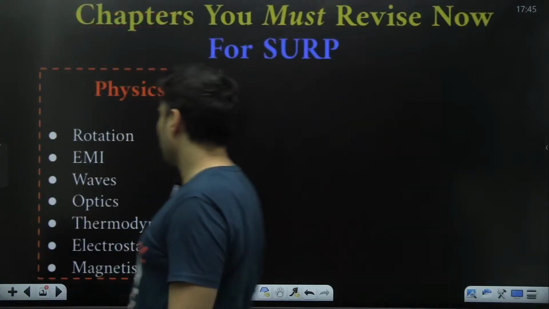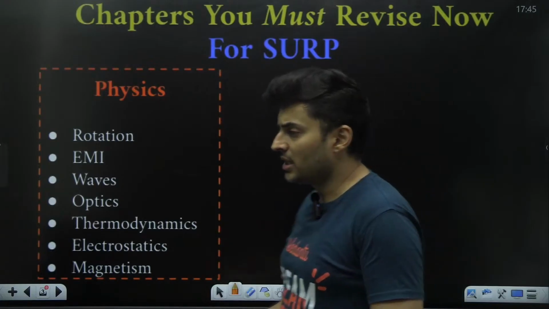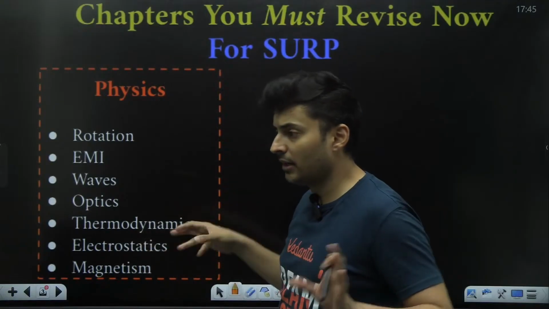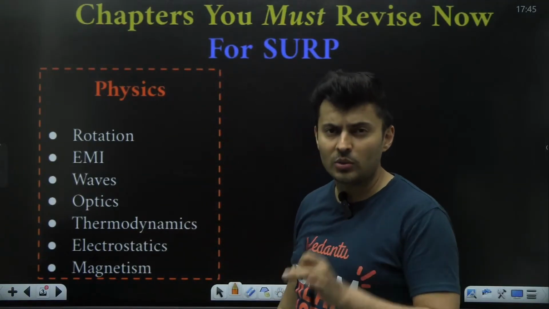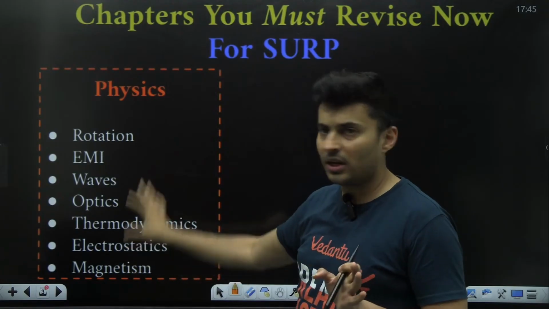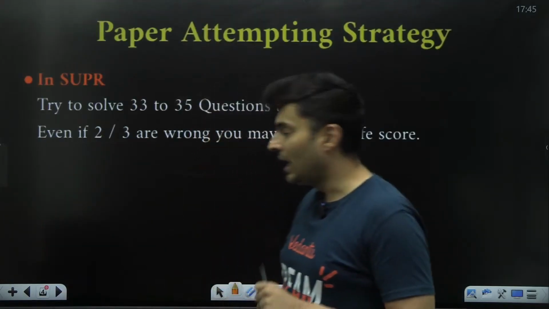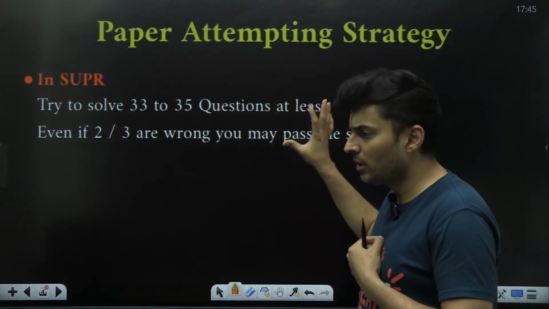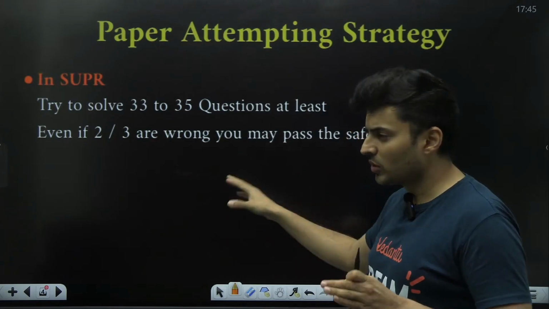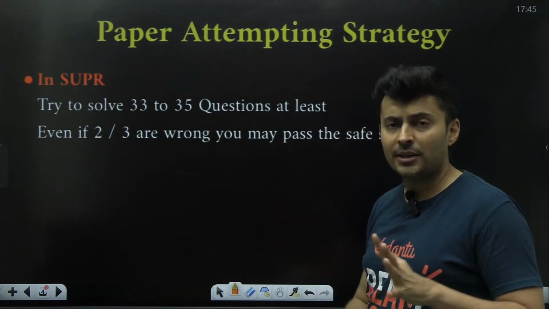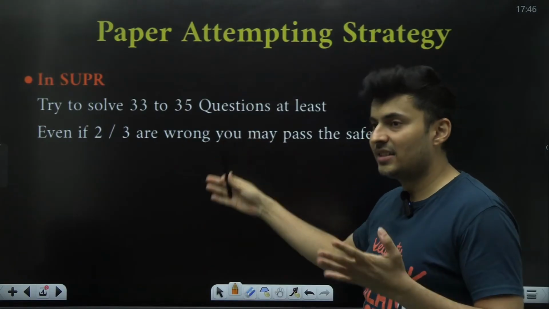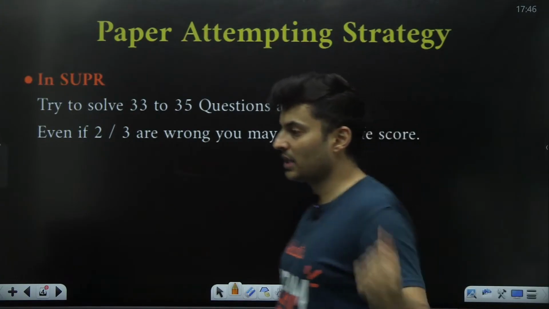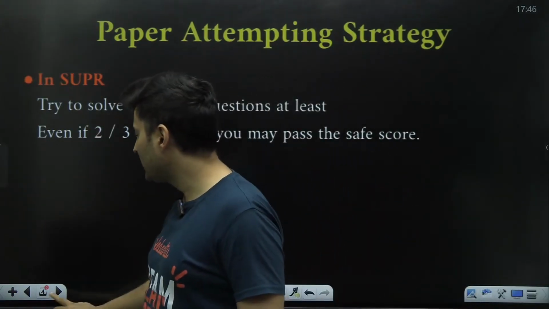Good evening. Mainly, the important chapters for your SUPR exam are rotation, EMI, waves, optics, thermo, electrostatics, and magnetism. In case you have not yet gone through any one of these units, please go through it properly and solve more questions. These are the most important. And usually, I suggest for SUPR, try to solve around 33 to 35 questions bare minimum. Even if a few questions are wrong here and there, that's okay, but do not make guesses for more than 2 or 3 questions, because then your negative marks will kick in and that will reduce your score drastically. So that is what I will suggest for SUPR.